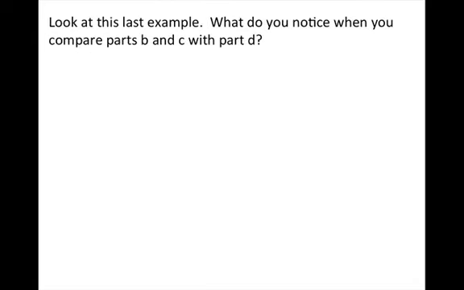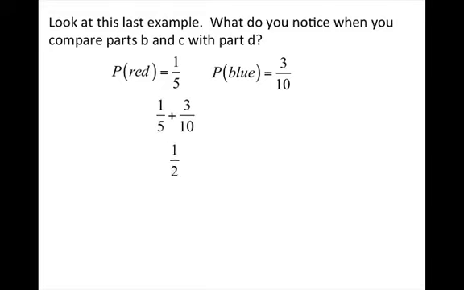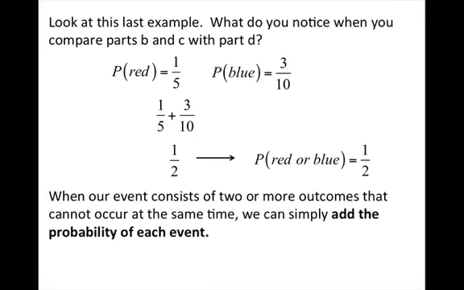Look at the last example. What do you notice when you compare parts B and C with part D? Part B was the probability of drawing a red marble, which was 1/5, and C, the probability of drawing a blue marble, was 3/10. If I add these, I get 1/2. This was the same answer I got to part D. So the probability of a red or a blue was 1/2.